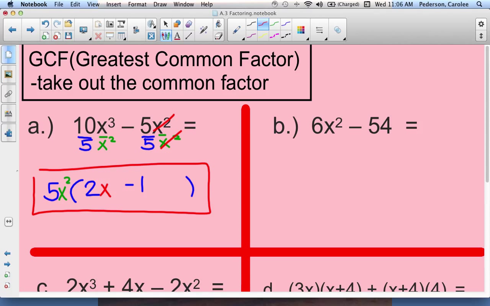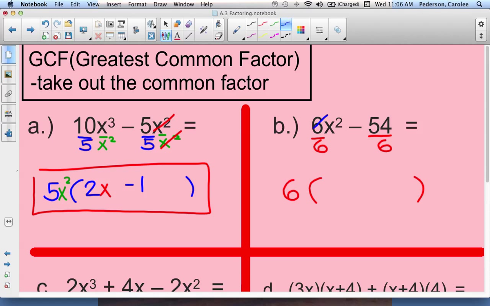Let's go to the second example. We have 6x squared minus 54. And we want to find out what is the greatest common factor. So we're going to look at the coefficient, 6, and the constant, negative 54. What can we divide out of both of those? We can divide both of them by a 6. So when you divide both by a 6, let's see what we're left with.